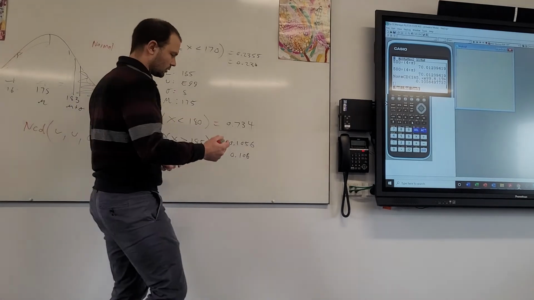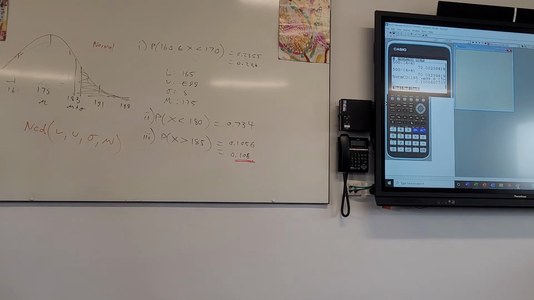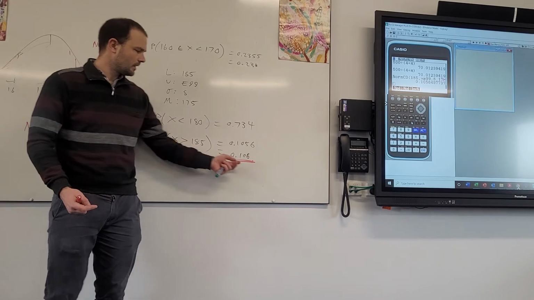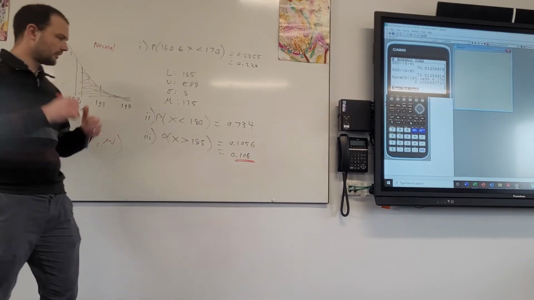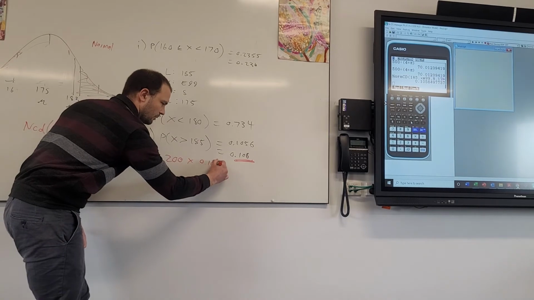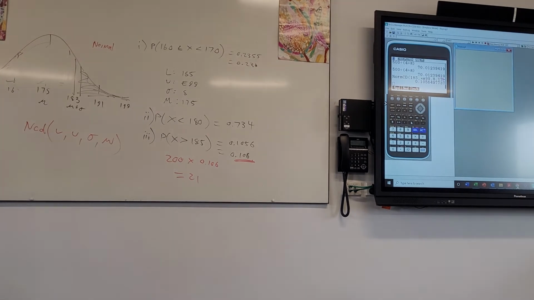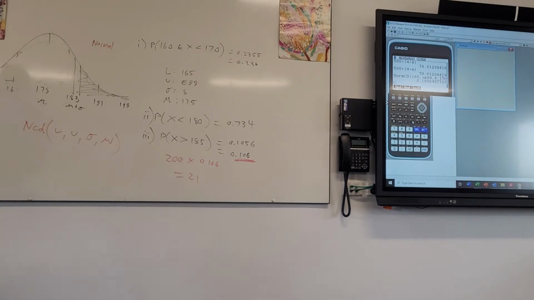This is going to be an example of a question that pops up. If they said, let's say there's 200 students, how many are going to be taller than 185 centimetres? Well, the probability of one student being taller than 185 is 0.106. So if we want to know how many out of 200 are taller than 185, it's just 200 times the probability of that event, 0.106. So it's about 21 students. We would expect, given 200 students and this distribution, 21 of them to be taller than 185 centimetres.